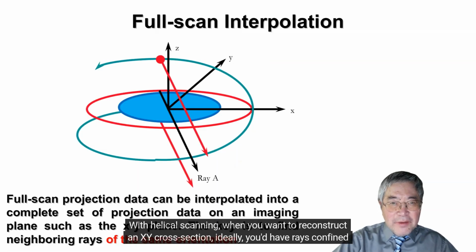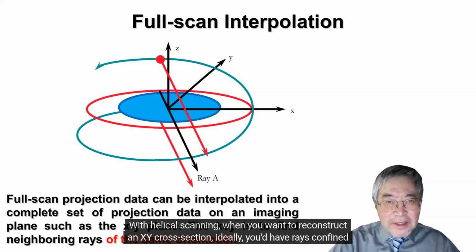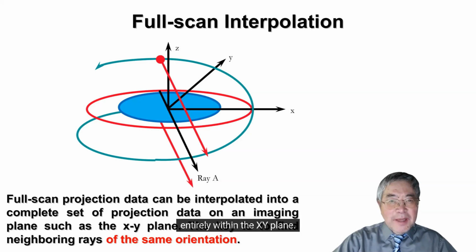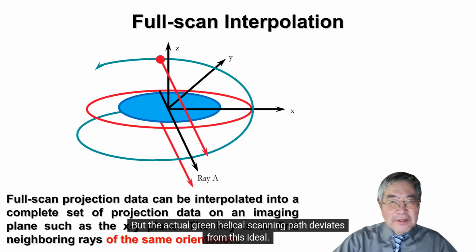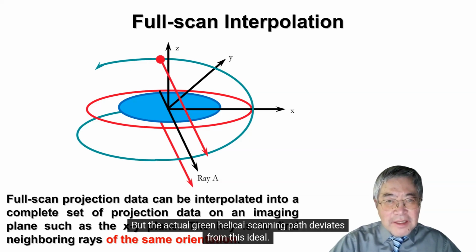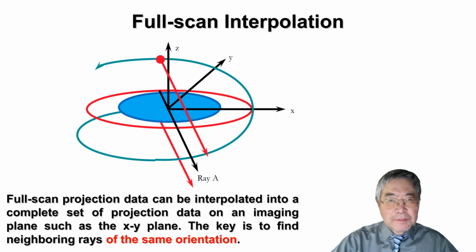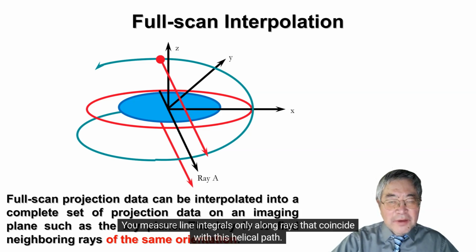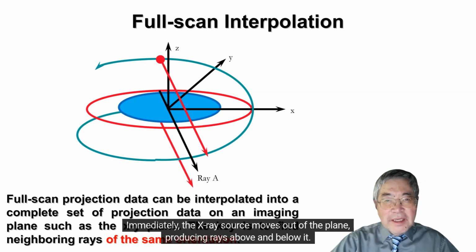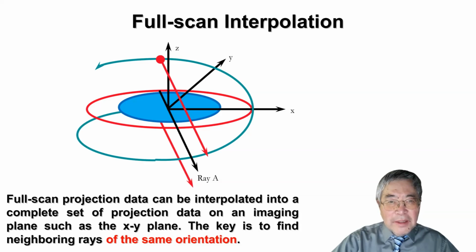With helical scanning, when you want to reconstruct an XY cross-section, ideally, you'd have rays confined entirely within the XY plane. But the actual green helical scanning path deviates from this ideal. You measure line integrals only along rays that coincide with this helical path. Immediately, the X-ray source moves out of the plane, producing rays above and below it.